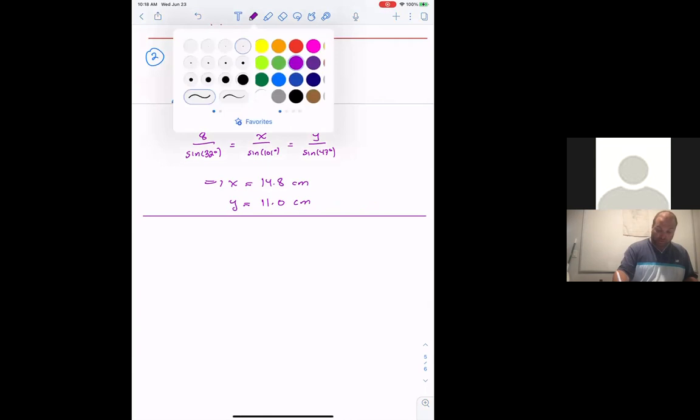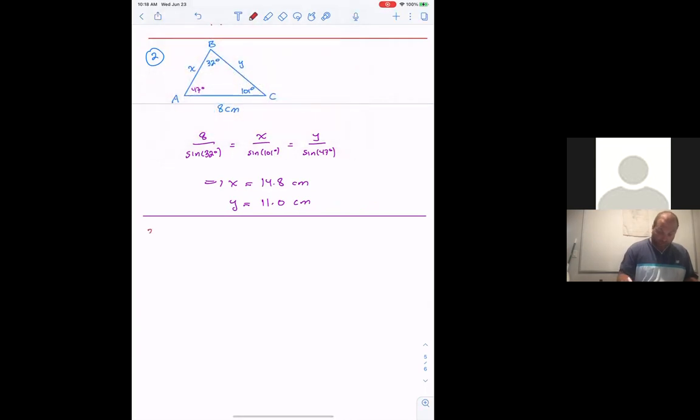So now we do question 3. It says a ship is sailing due north. Okay, fine. No picture, so I'll make my own. Here's the ship, and it is sailing due north. Let's do a better one. Okay, due north.